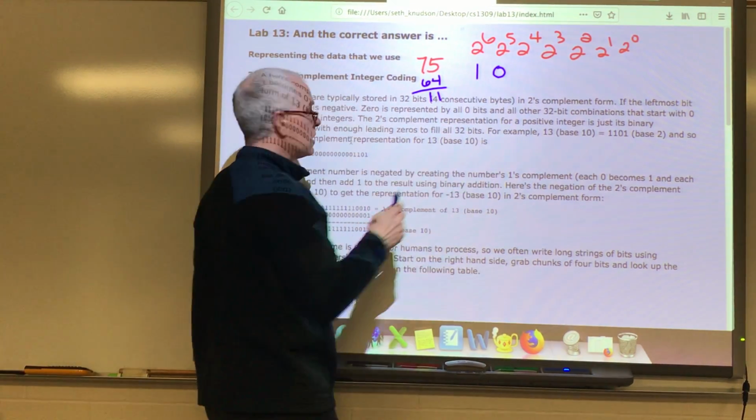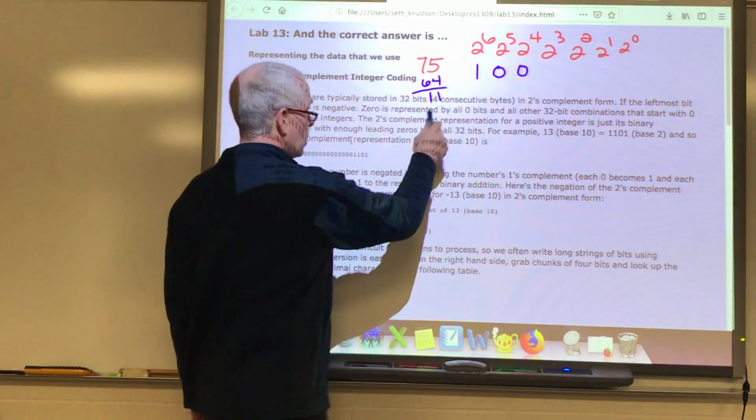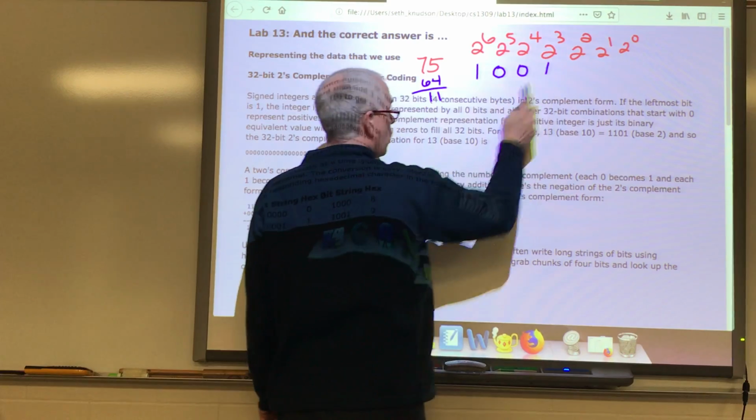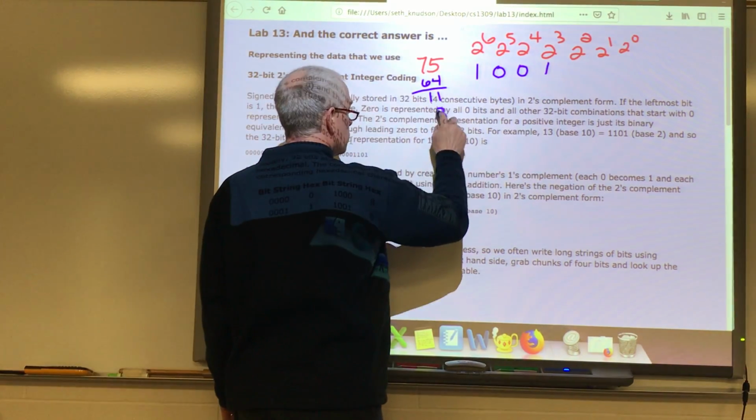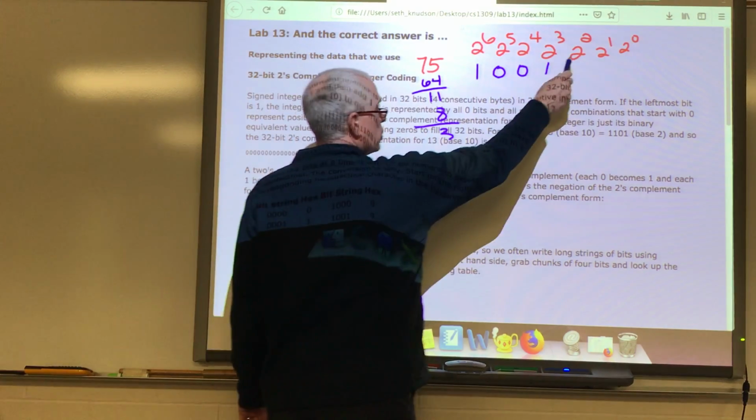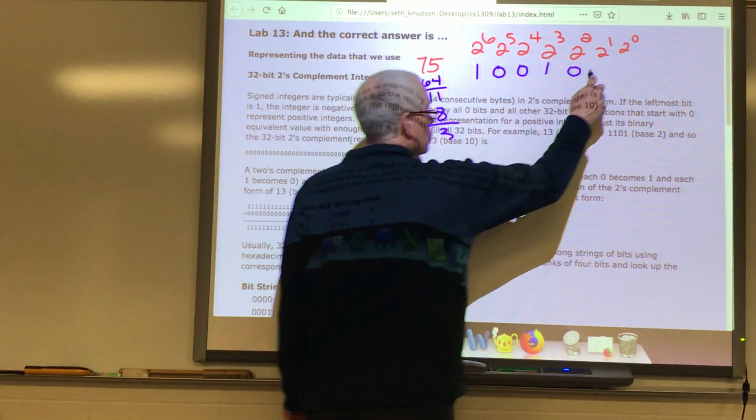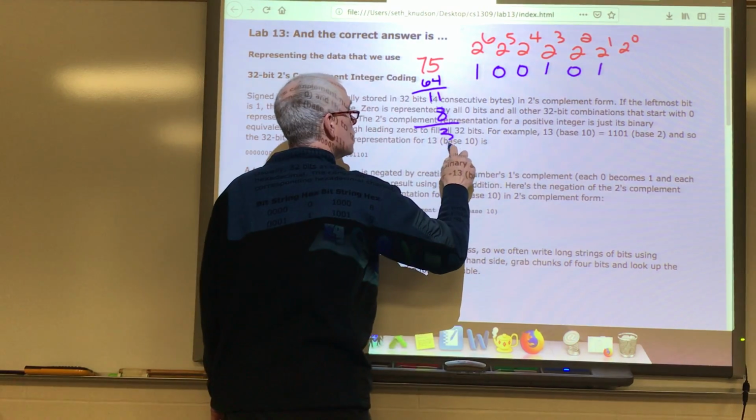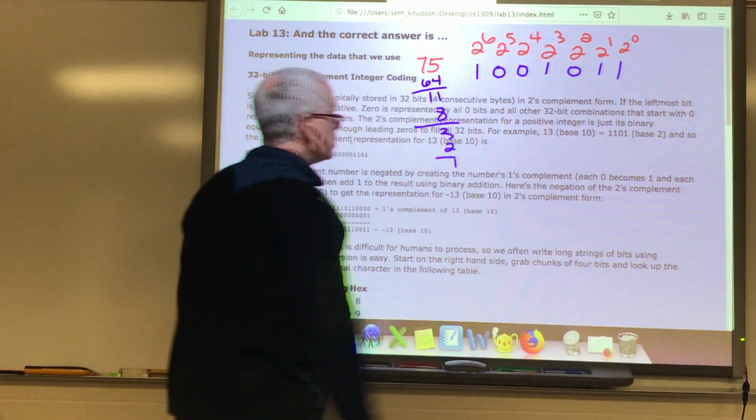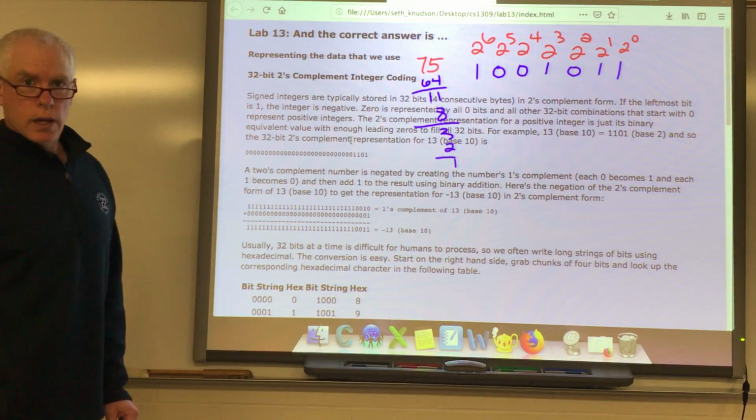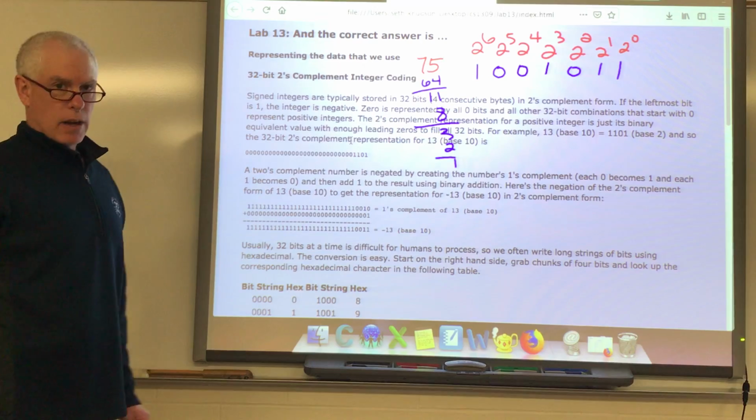2 to the fourth is 16, I don't need any of those. 2 to the third is 8. Well, 8 is smaller than 11, so I'm going to need one of those. If I take 8 away from 11, I'm left with 3. 2 to the second is 4, which is bigger, so I don't need any of those. 2 to the first is 2, so I am going to need one of those. And then you're left with a 1. So 1, 0, 0, 1, 0, 1, 1 is the binary equivalent of our decimal 75, okay?